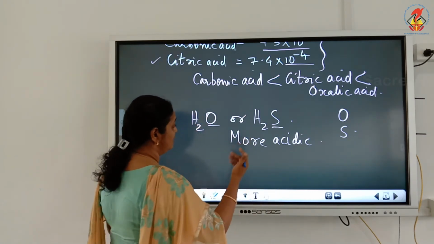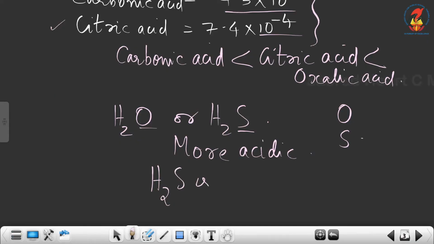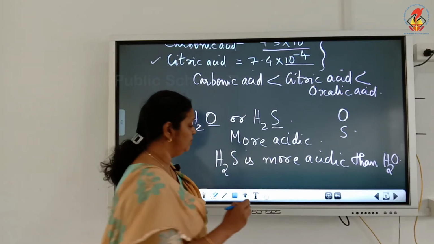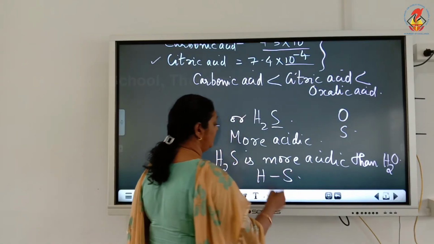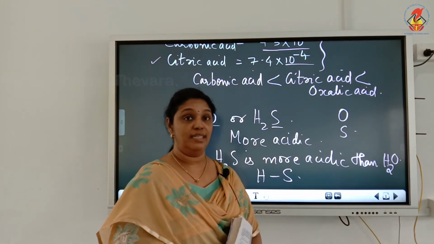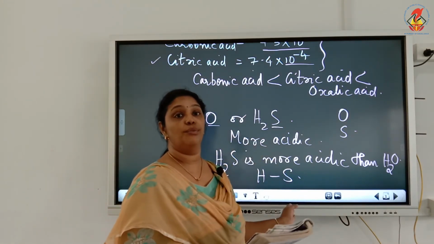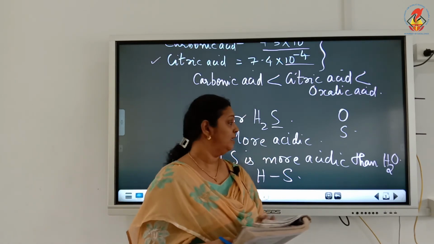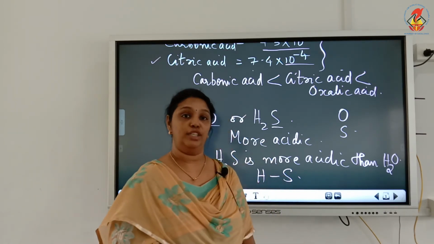So which is more acidic here? H2S is more acidic than H2O because sulfur has more size than oxygen. So the HS bond strength decreases, acidity increases, which means it's very easy to lose that hydrogen as an H plus ion. Okay, so H2S is more acidic than H2O.